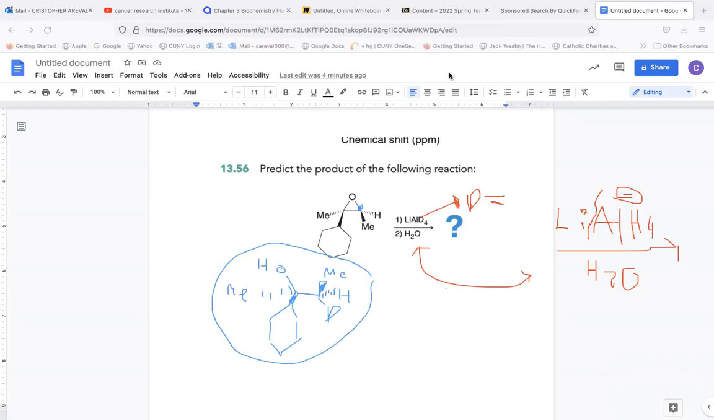Isn't there supposed to be some type of inversion? What do you mean? Didn't we hit a chiral center? So shouldn't the H and the methyl be inverted? What are you talking about? Let me see. Hold on.